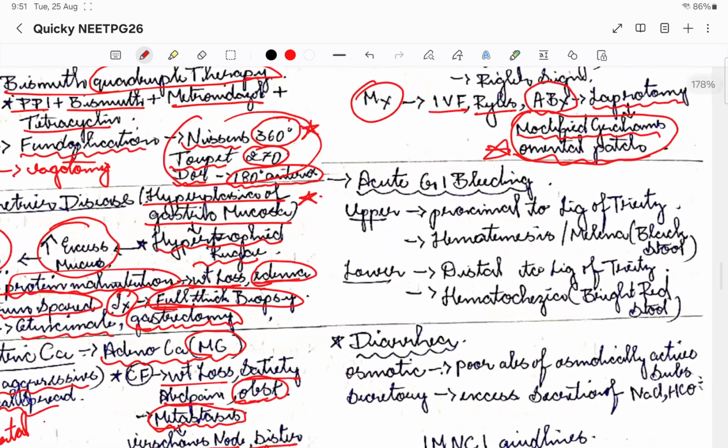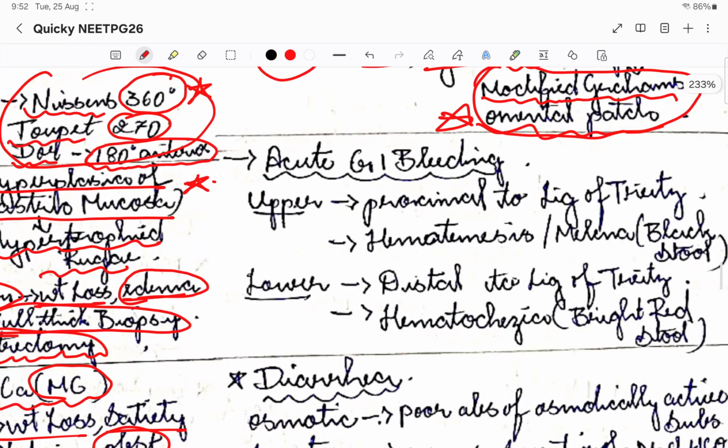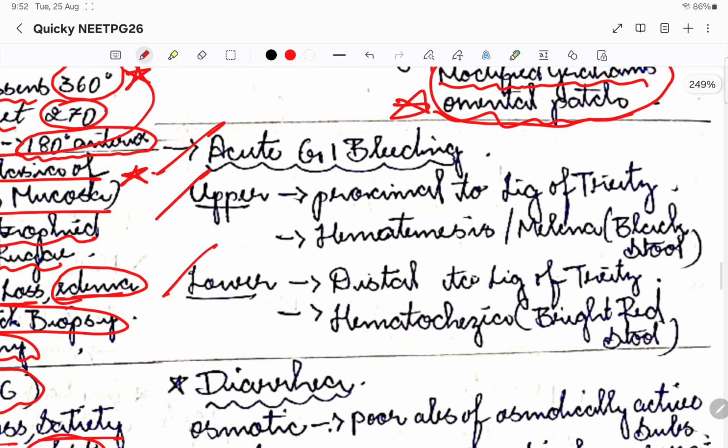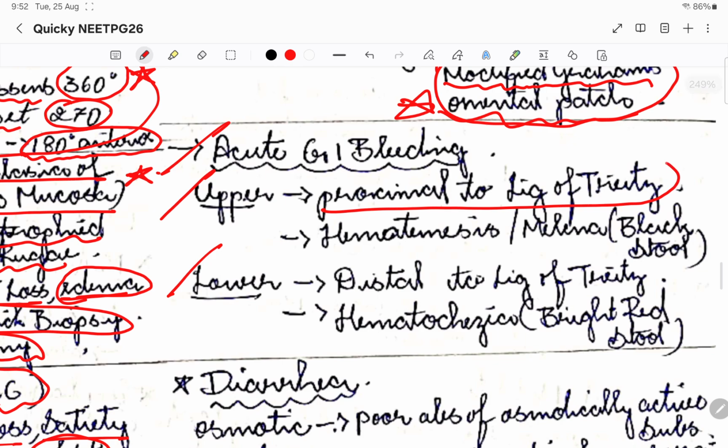Then coming to acute GI bleeding, please remember how we differentiate whether it is upper GI bleeding or lower GI bleeding. Upper GI bleeding is basically proximal to the ligament of Treitz. There is something called the ligament of Treitz in the foregut. That is how we differentiate between upper GI bleeding and lower GI bleeding. If it is proximal to that ligament, it is upper GI bleeding.